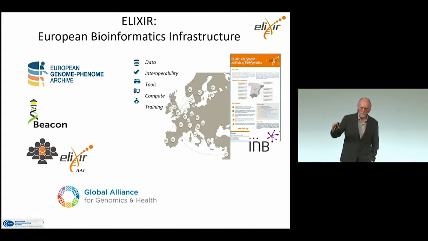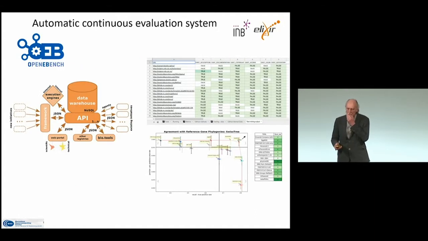Elixir is now a partner of the Global Alliance for Genomic Health, and all these three projects, the EGA database, the Beacon project, and the Elixir identification system are at the same time projects of the Global Alliance. So all this is working not only at the European level, but at the international level. I just wanted to mention one of the efforts in the context of Elixir, because I think this also can be very relevant in the context of the talks of these 2 days.